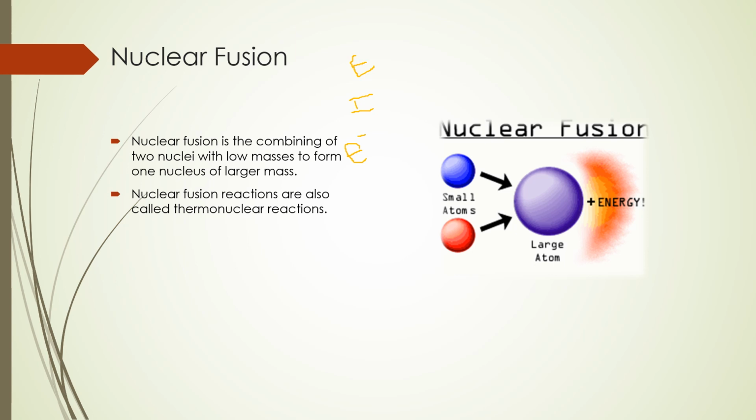I'm just going to write the negative part of your atom, so E minus. You now know what we're doing. We're trying to get this out of the atom by splitting or combining. Nuclear fusion reactions we also call thermonuclear reactions. Fusion is combining, fission is splitting: combining the nuclei, splitting the nuclei.